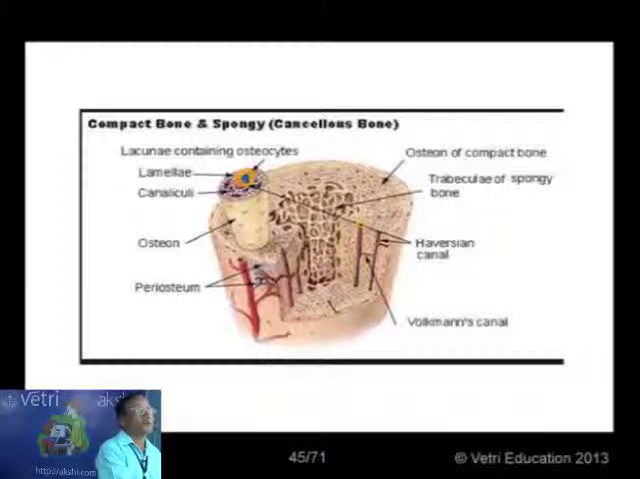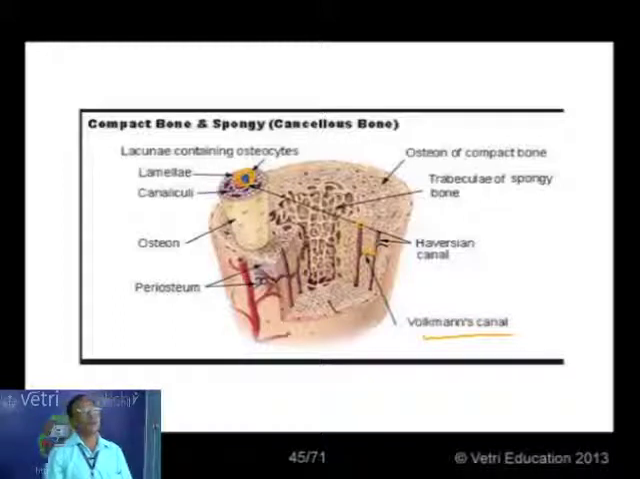Now the Haversian canals belong to adjacent Haversian systems. This is the Haversian canal of one Haversian system. This is the Haversian canal of another, adjacent Haversian system. And these canals are interconnected by means of another canal named after the scientist, Volkmann's canal. So don't forget, Volkmann's canals are formed only in the compact bone, just in the bone tissue.